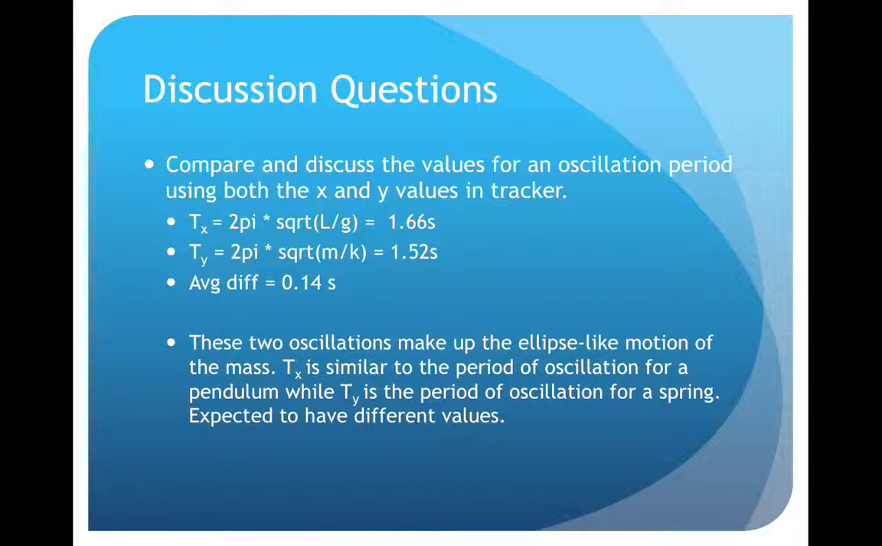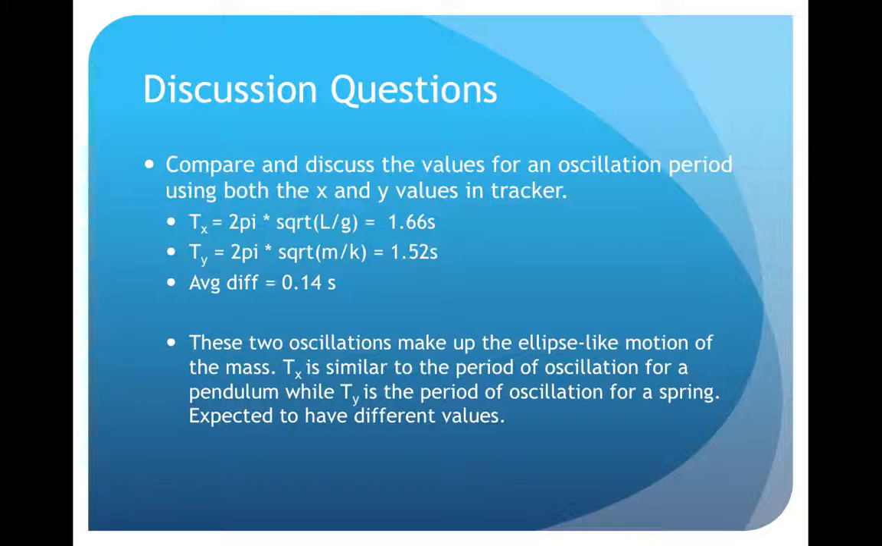The next question is to compare and discuss the values for an oscillation period using both the X and Y values in tracker. So here are the formulas used to calculate that. A period of oscillation in the X was calculated to be 1.66 seconds, and a period of oscillation in the Y was calculated to be 1.52 seconds with an average difference of 0.14 seconds. So these two oscillations make up the ellipse-like motion of the mass.